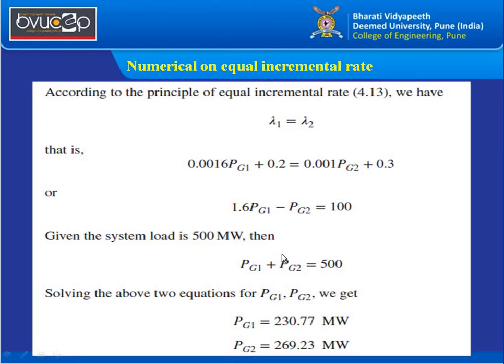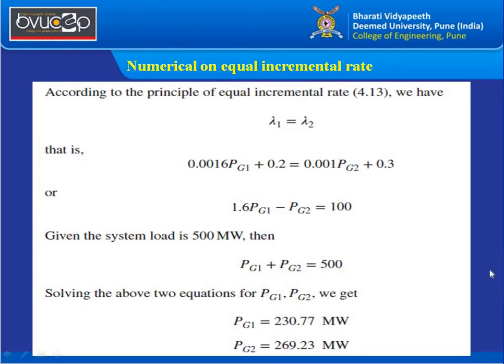Once we get one particular equation, the second equation we can get is the system load, which is 500 megawatt, and that is given. So we can say that the two generators will together contribute the 500 megawatt required by the demand. So Pg1 plus Pg2 will be 500. Now we have two equations and two unknowns. When solving these equations, we get Pg1 as 230.77 megawatt and Pg2 as 269.23 megawatt. So overall, the summation of these two is equal to 500.